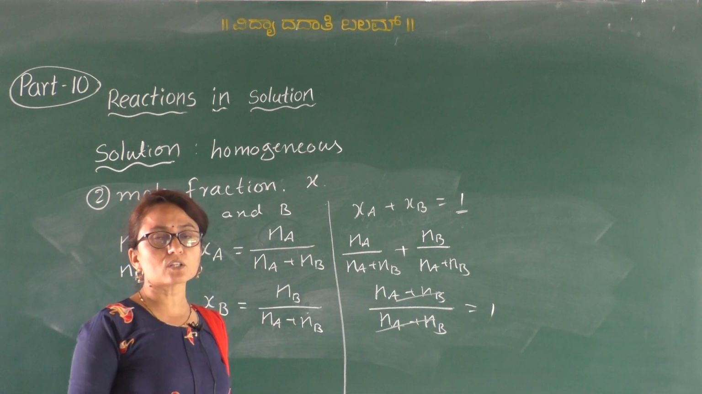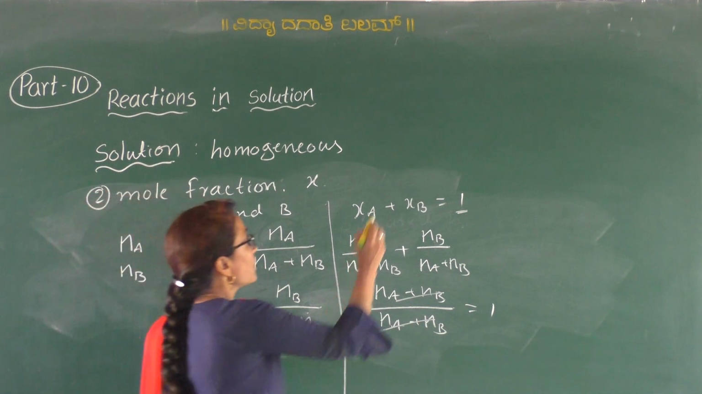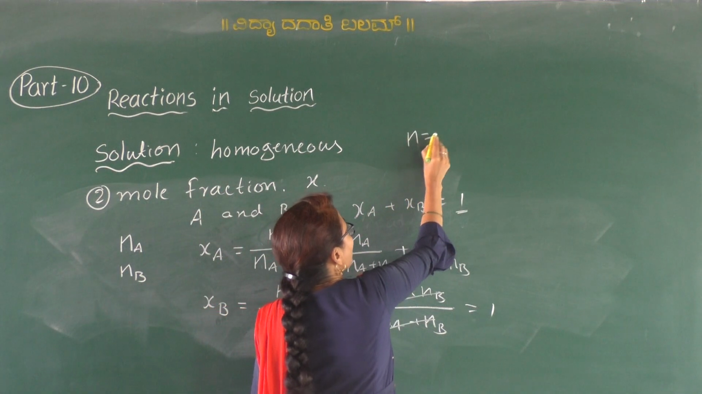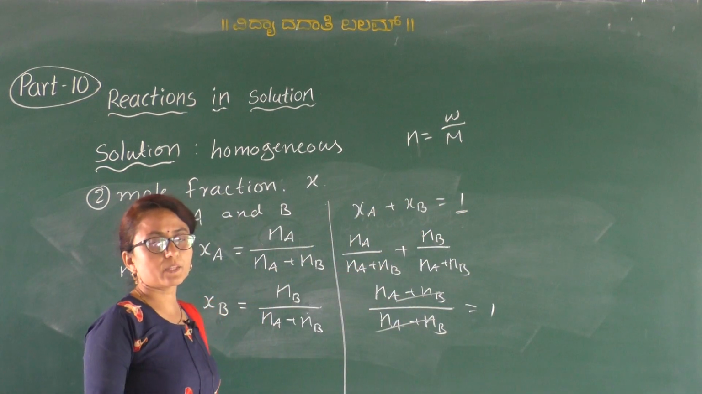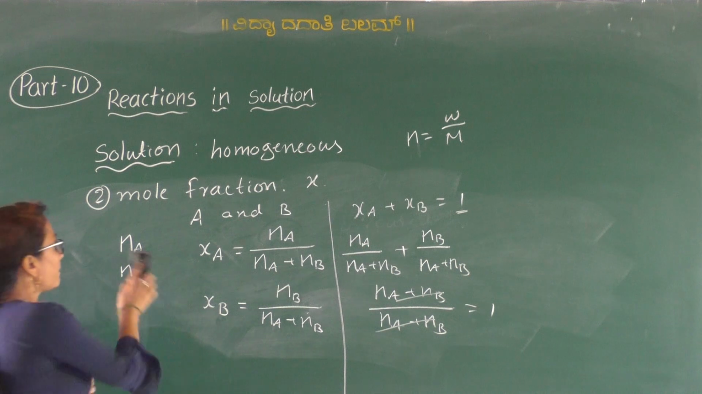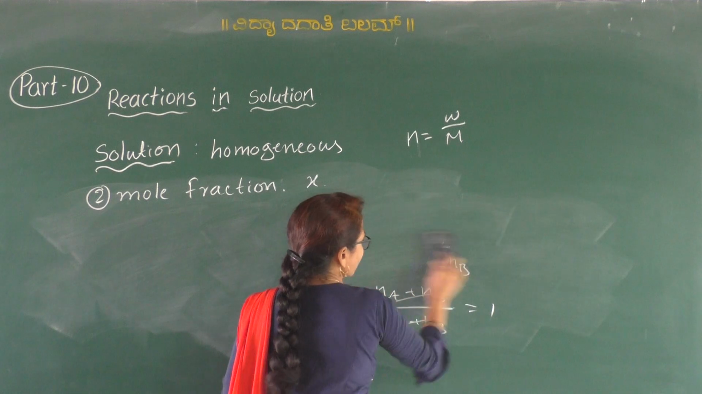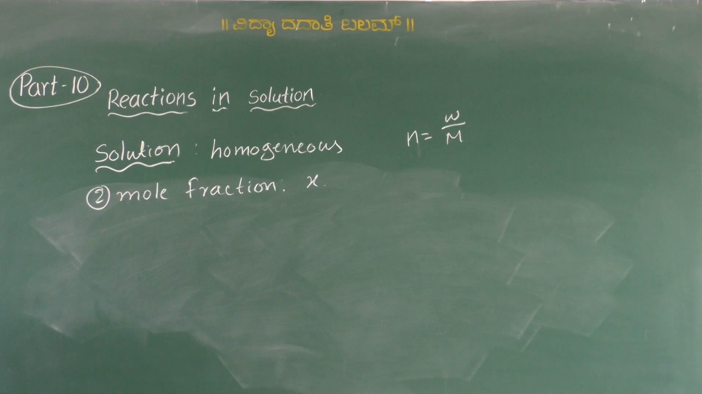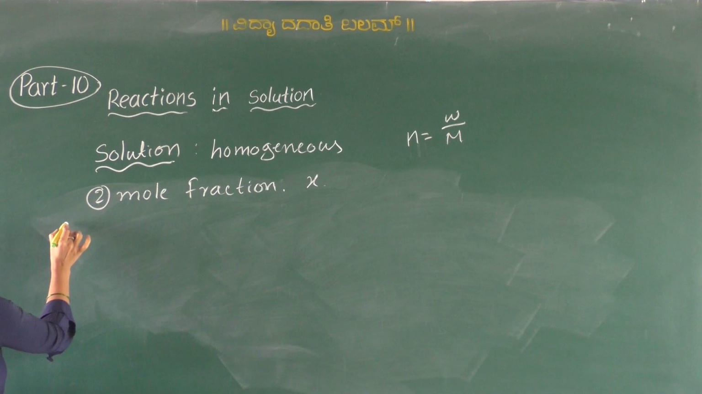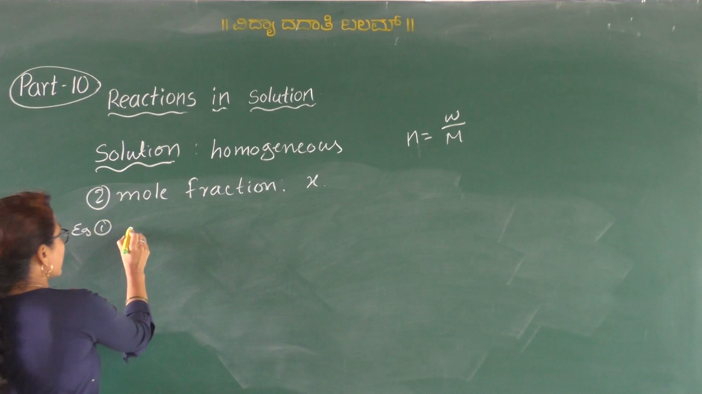So if the masses of the components are given, first calculate the number of moles of that component using the formula: number of moles is equal to given mass divided by molar mass. Okay, so let us consider some examples of how to calculate the mole fraction. So first example. Okay, so now consider a question.